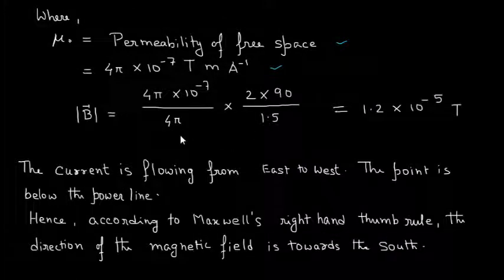Putting the values, we get |B| is equal to 4π × 10^-7 / 4π × 2 × 90 / 1.5. Upon solving, we get 1.2 × 10^-5 T. The current is flowing from east to west. The point is below the power line. Hence, according to Maxwell's right-hand thumb rule, the direction of the magnetic field is towards the south. Let us see the next problem.